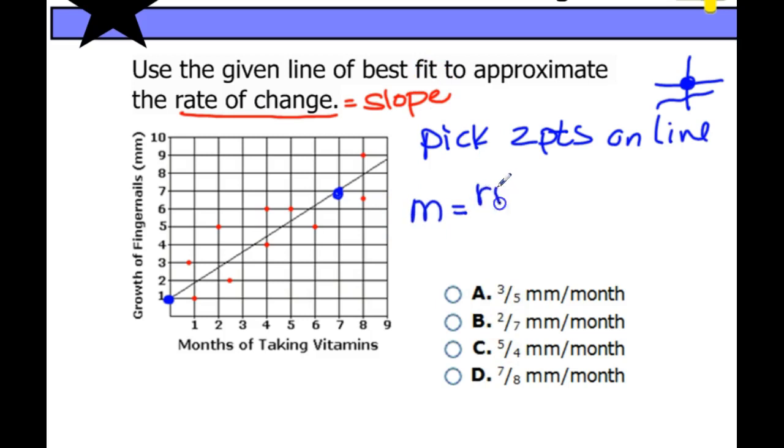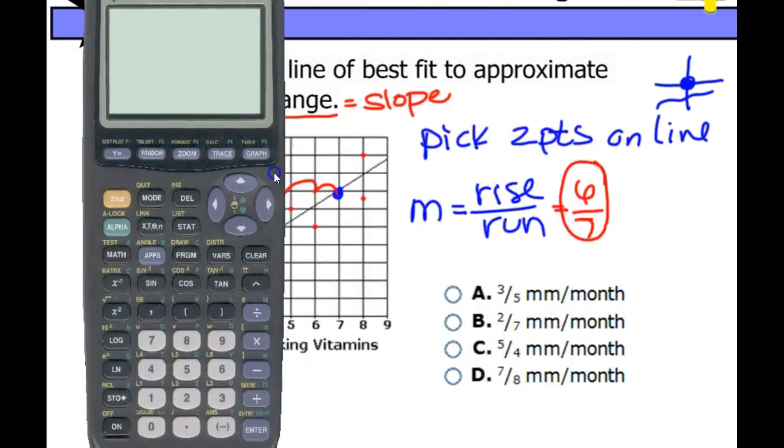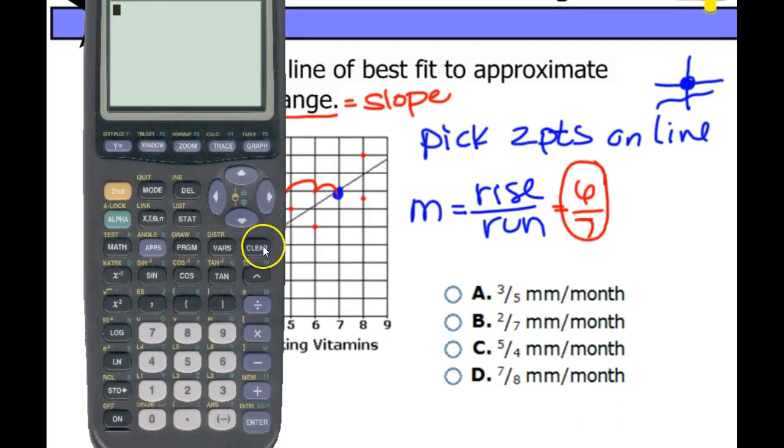So let's count our slope. Remember, m is slope. We're counting rise over run. So I'm going to count rise 1, 2, 3, 4, 5, 6. And run 1, 2, 3, 4, 5, 6, 7. Well, this is a nice slope. I used two good points, but none of those were the right answer. So I'm going to use my process of elimination and my handy-dandy calculator to eliminate some answers.